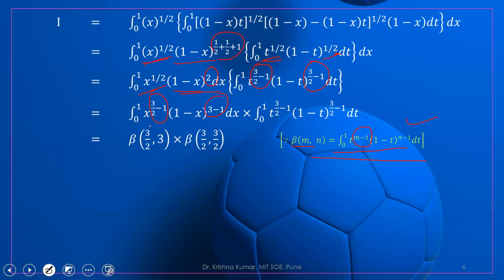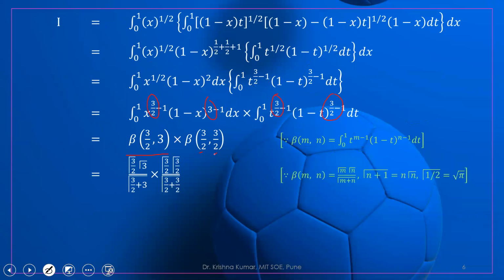Here, m is equal to 3 by 2, n is equal to 3. So it is beta of 3 by 2, 3. Similarly here, this is 3 by 2 and it is also 3 by 2. So beta of 3 by 2, 3 by 2. So here, if we write this down, it is gamma 3 by 2, because this is the formula: beta of m, n is equal to gamma m gamma n divided by gamma of m plus n. So here it is gamma 3 by 2 gamma 3 divided by gamma of 3 by 2 plus 3. Similarly, it is gamma 3 by 2 gamma 3 by 2 divided by gamma of 3 by 2 plus 3 by 2.